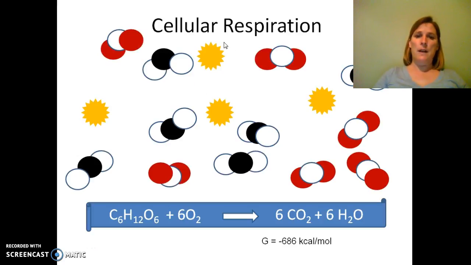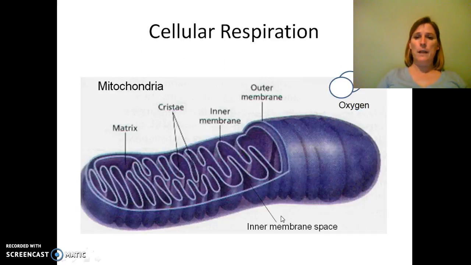So notice that energy has been released in the process of making all of our carbon dioxide and water molecules, which basically serve as waste products. So we get energy from it, we get ATP, and we're going to get the byproducts of carbon dioxide and water. Okay, so where does this take place? It's taking place in our mitochondria.